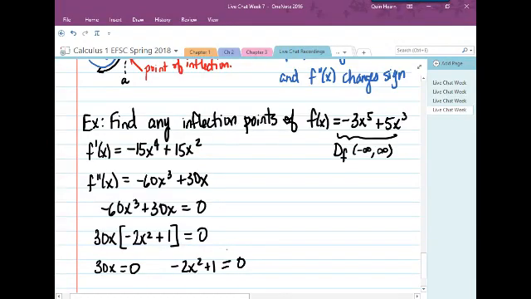So Joshua was asking if the inflection point is essentially where the slope of the original function begins to decrease. I would say it's essentially where the slope of the original function changes from either increasing to decreasing or vice versa. Does that make sense?